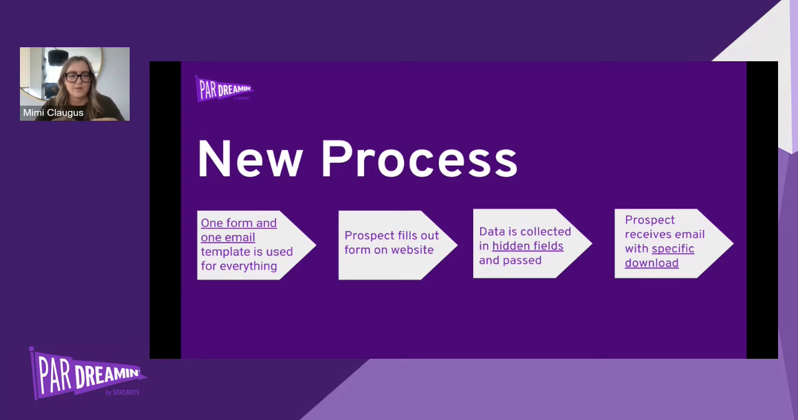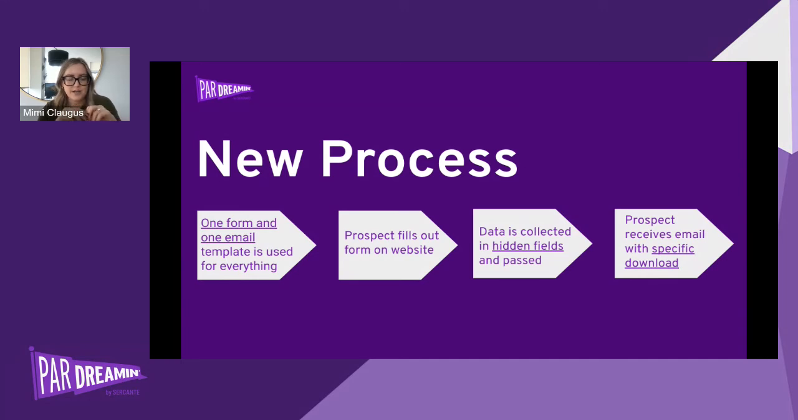And the prospect experience on the front end looks basically the same. They still fill out the form on the website, but now the data is collected in hidden fields. So for example, with our case studies, we're collecting hidden field data on what page they're coming from, and then also what document we're linking to that page, so that when they receive the email for that case study, it's tailored to what particular page and case study they were interested in. And then they receive the email with that specific download. And it has totally simplified and streamlined a lot of our work.